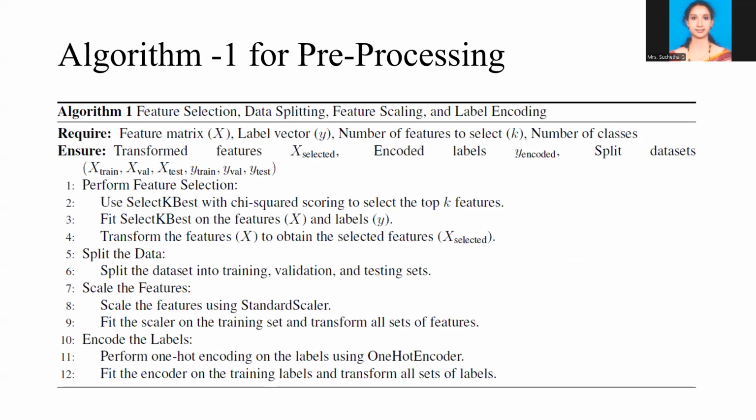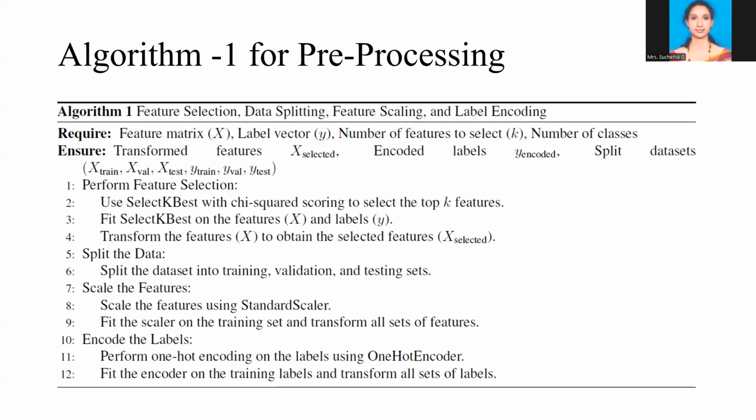So we can go with the algorithm here. Algorithm one is for preprocessing. It mainly focuses on preparing the data set for training, covering the feature selection, data splitting, scaling, and label encoding. These steps ensure the model receives clean, relevant, and well-structured data.